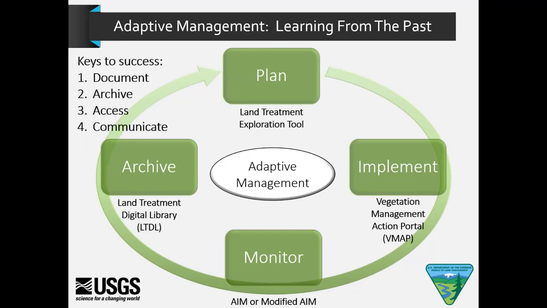Part of the key to success of this adaptive management loop is obviously the documentation and archive part of that. If we're not doing a good job of documenting what we do and where, and then archiving that information, making it accessible so that it can be communicated, we're really breaking the adaptive management loop. So we'll be talking about two parts of this cycle: the archive part, which is the Land Treatment Digital Library, and the new part, the planning part, this Land Treatment Exploration Tool.